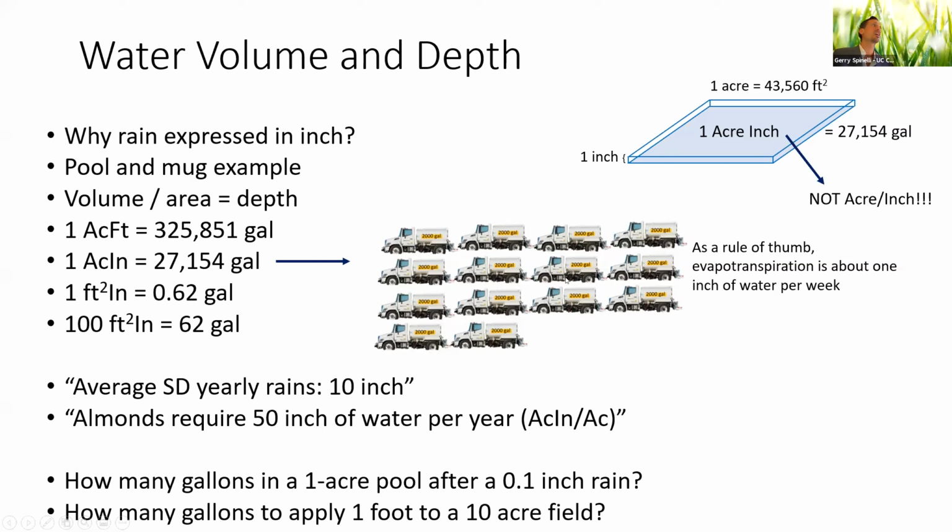And when I think about 1 acre foot, I think about 12 groups of those 14 trucks. And so that's the way that I remember that we're talking about the volume. So this is what an acre inch corresponds to. And as a curiosity, as a rule of thumb, 1 week of evapotranspiration on 1 acre will use this quantity of water. So about 1 inch per week.